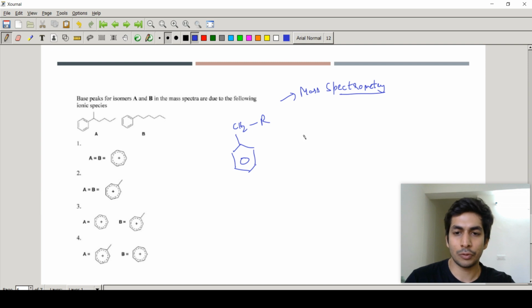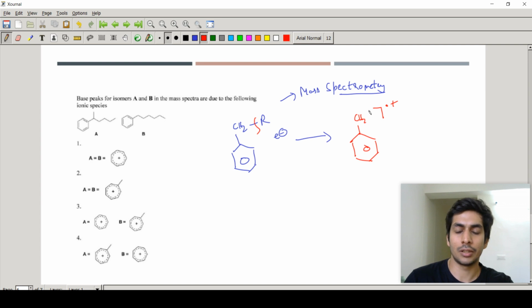In mass spectrometry, when I bombard it with electrons, this bond over here, let me mark it in red, cleaves. Once this bond cleaves, what do you get? You get this kind of intermediate.